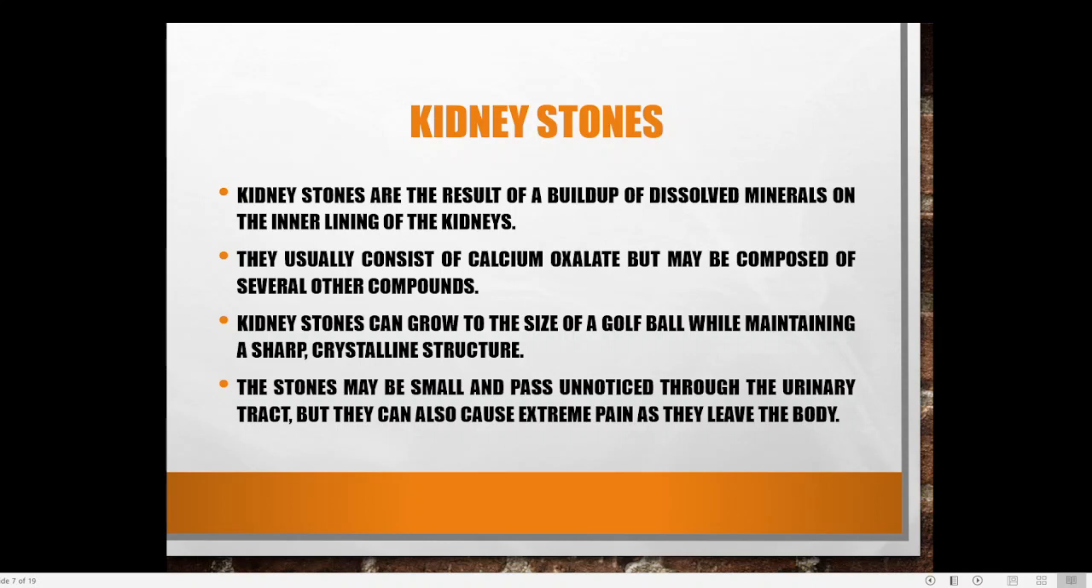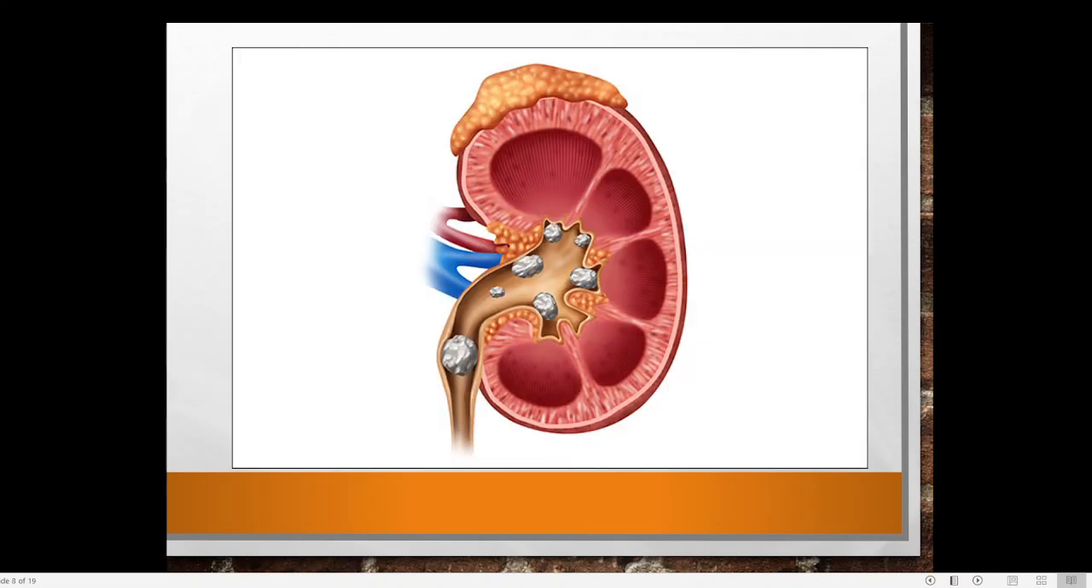See here, you can see that they can be very small, less than 1 centimeter in size. But they can also grow very big, like a cricket ball or a golf ball. That much is the size a kidney stone can reach if it is not treated properly. So a kidney stone can grow to the size of a golf ball while maintaining a sharp crystalline structure. In this picture you can see that sometimes the kidney stone may be very polished. It may not be the case all the time.